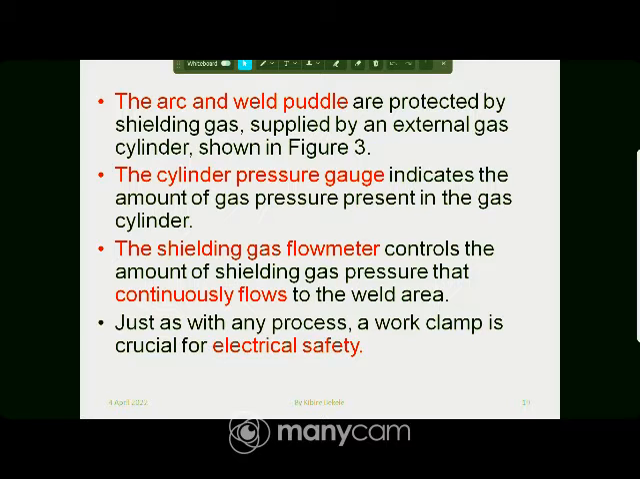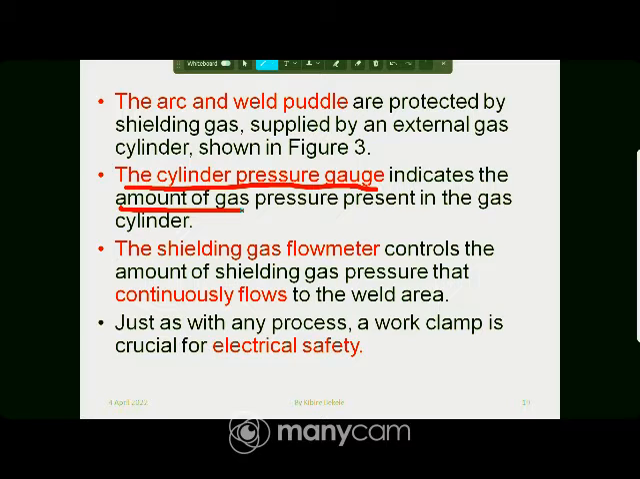There is a figure that shows the cylinder. So there is the cylinder pressure and another piece of equipment we call the pressure gauge. The pressure gauge, or regulator, has two parts that indicate the amount of gas pressure present in the cylinder, and also the amount of pressure that goes to the welding area. So the pressure gauge indicates the amount of gas in the cylinder.